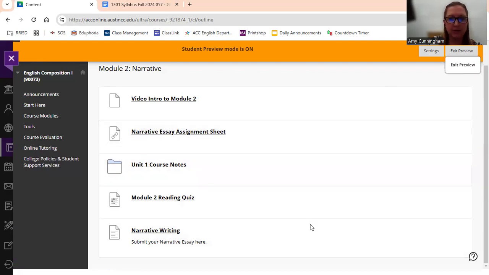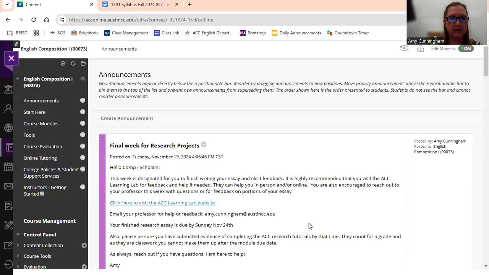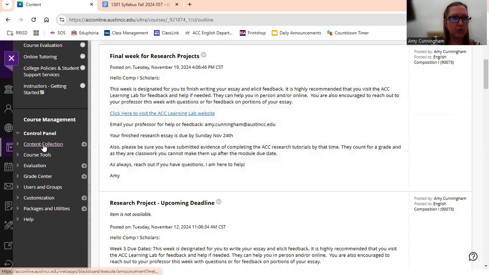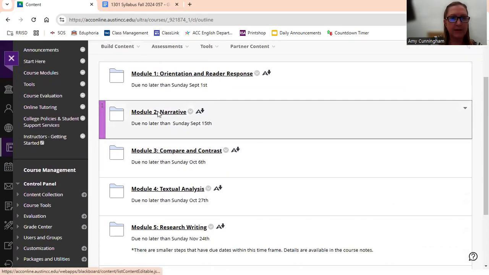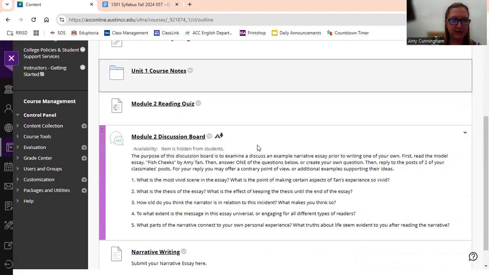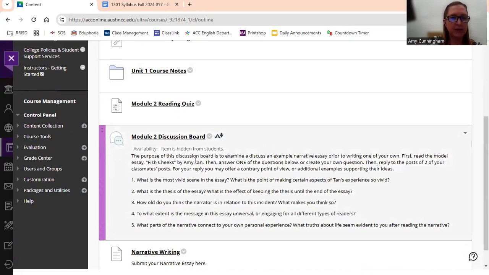But if I exit preview, you'll see that, if we go back to that narrative, there was a discussion board. And so this discussion board is intended to help students interact with each other and the material. And this is really the only point that I have for building that community. And so in our FLC, we discussed other options for how to do more. I think this is a kind of a weakness in my course, is that this is really the only place for students to interact with each other, on these discussion boards.